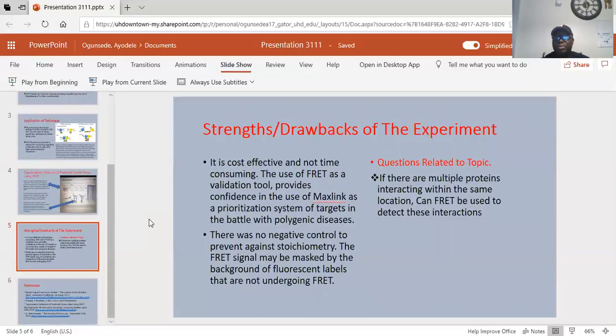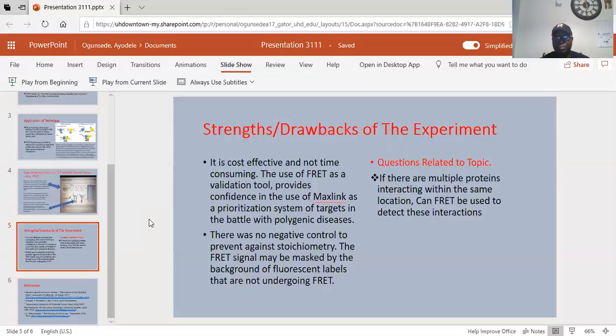Strengths and drawbacks of the experiment. It is a cost-effective experiment, and it's not time-consuming. The use of FRET as a validation tool provides confidence in the use of MATLINK as a prioritization system of targets in the battle with polygenic diseases.